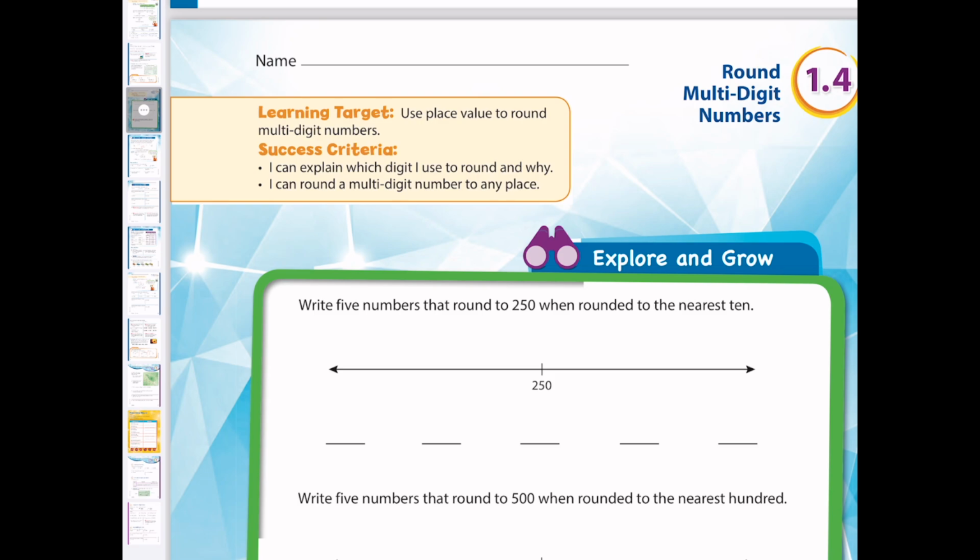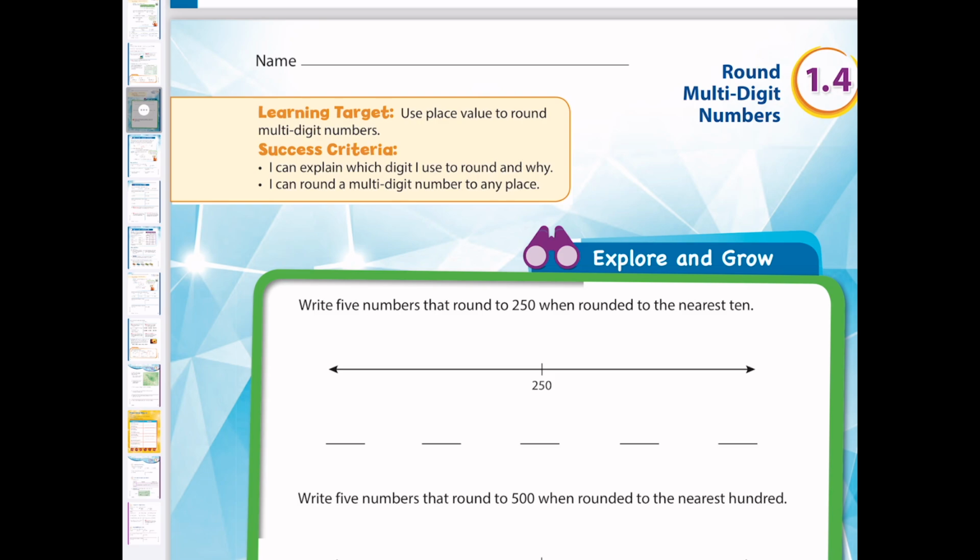Our target is to use place value to round multi-digit numbers. Our criteria is that I can explain which digit I use to round and why, and I can round a multi-digit number to any place.